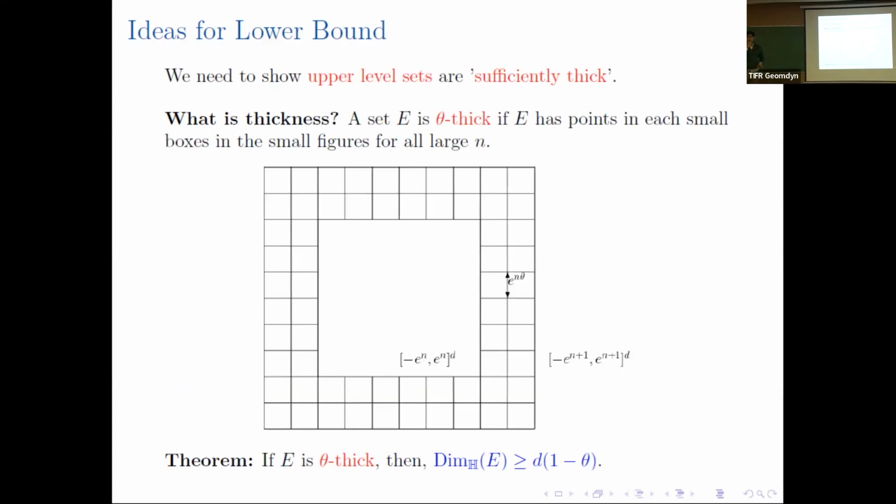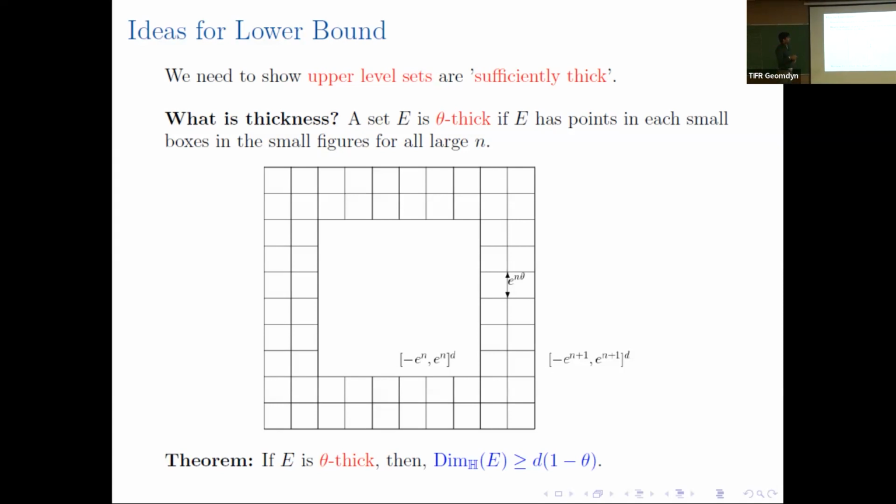Okay, so now the lower bound. As it turns out on many occasions, the proof of the upper bound is easier, and the proof of the lower bound is a bit harder. And this case is no exception. One needs to come up with the correct ideas about how to prove this lower bound. One way to do it is to resort to the idea of the thickness of a set.